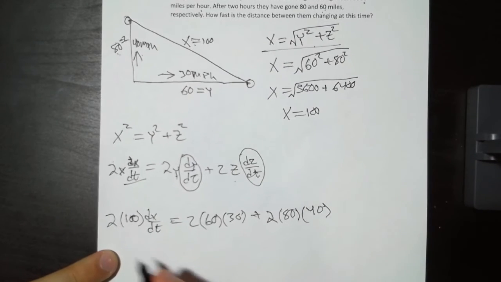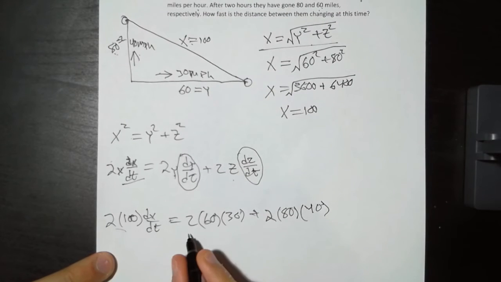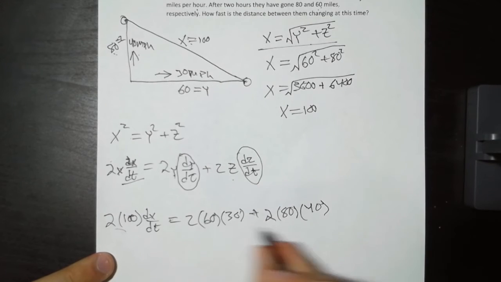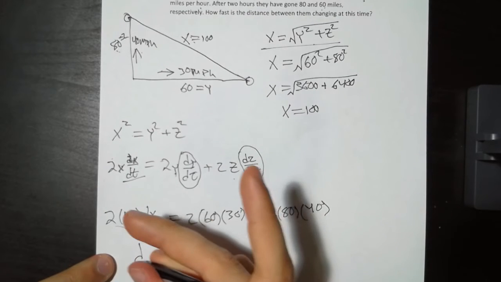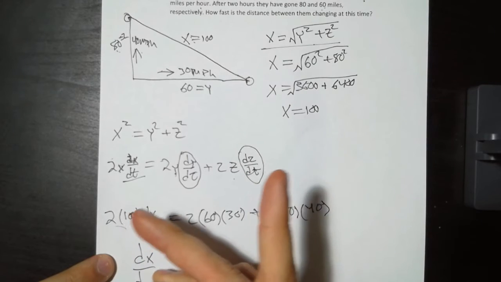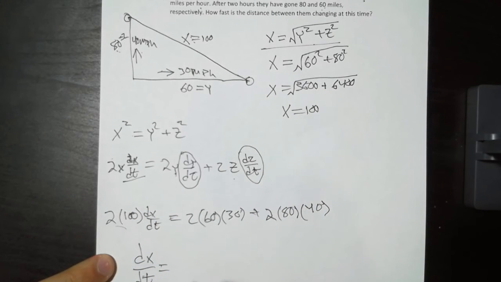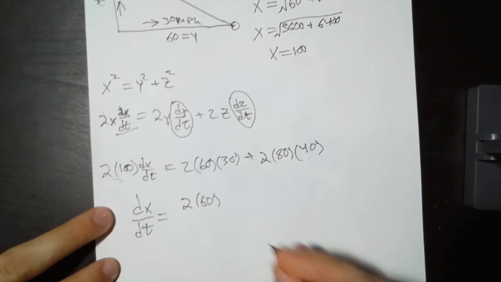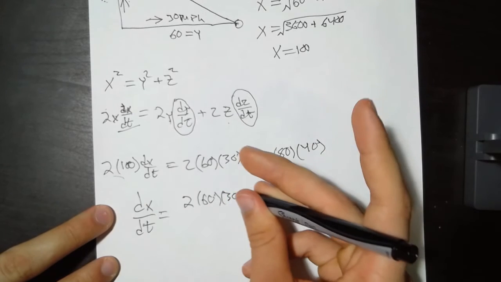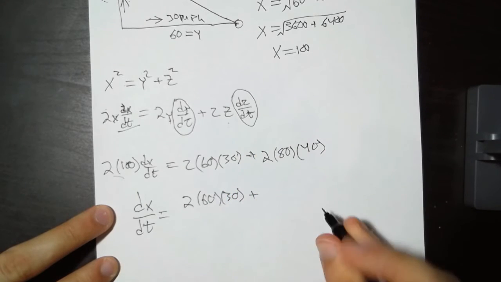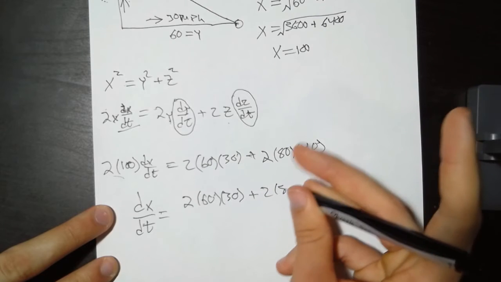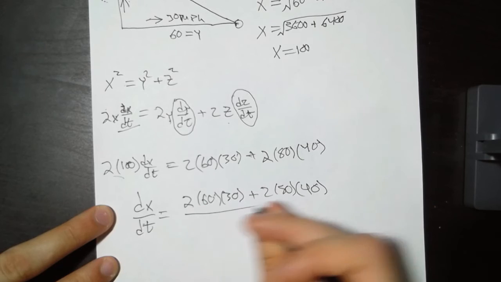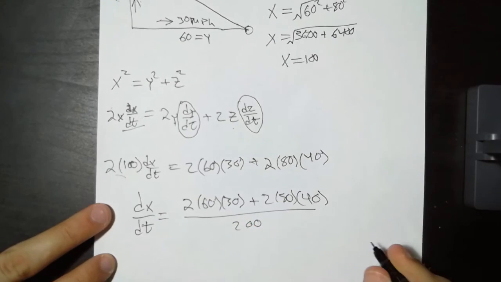So now it's just going to be some algebra. We have 200 here, we need to divide. We want dx by itself, so we're going to divide both sides by 200 and then just simplify all of this. So we have dx over dt is equal to 2 times 60 times 30 plus 2 times 80 times 40, and this is all going to be over 200.